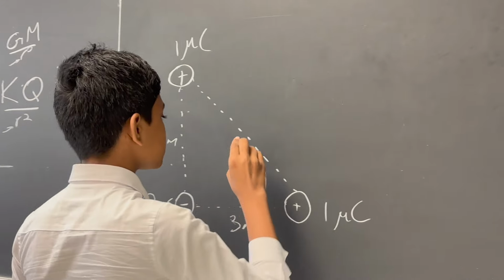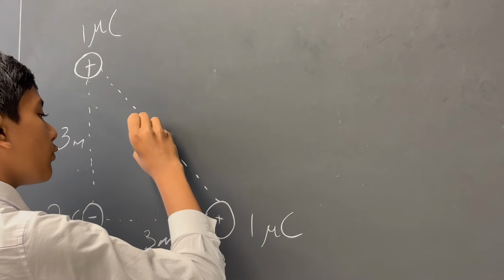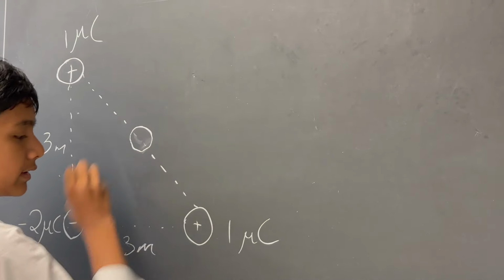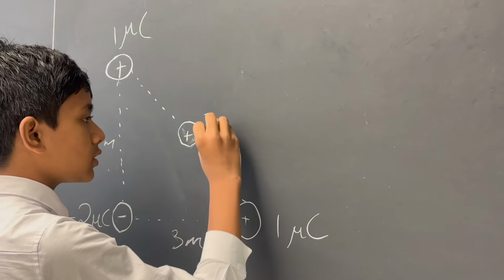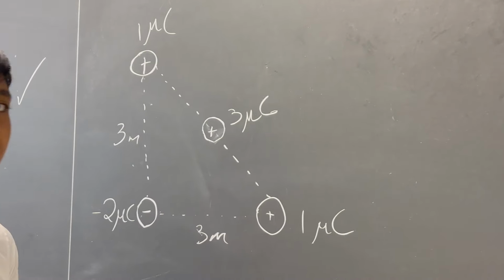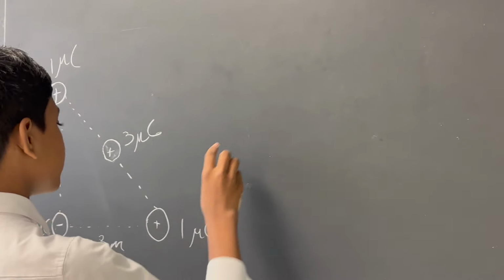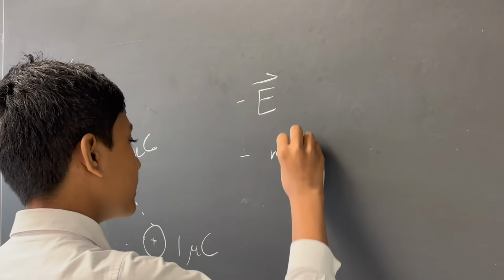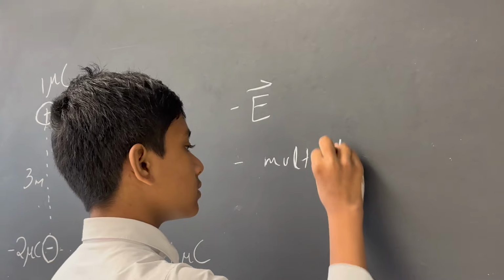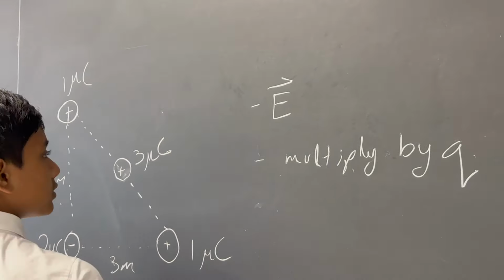So now, let's say that I decide to place a fourth charge right over here in the middle. So this is a positive charge with charge 3 microcoulombs. What is the net force at this point? Well, all we have to do is first find the electric field, then multiply by the charge. So, what's the net electric field? Should be pretty easy, right?